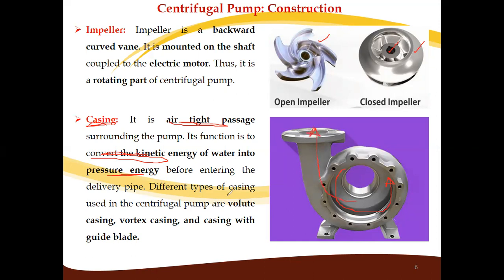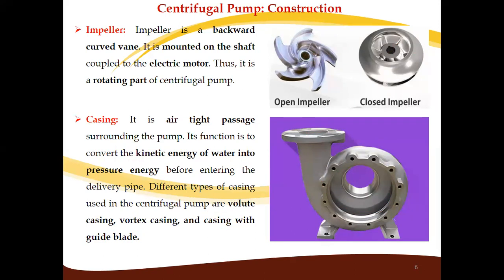So there are different types of casing that are used in a centrifugal pump. One is the volute casing. The second one is the vortex casing. And the third one is the casing with guide blades. So we'll see these three types of casings one by one.